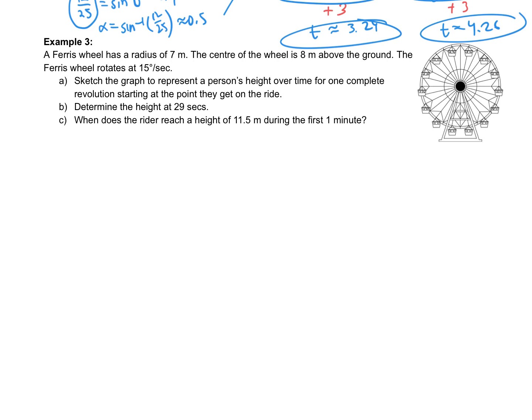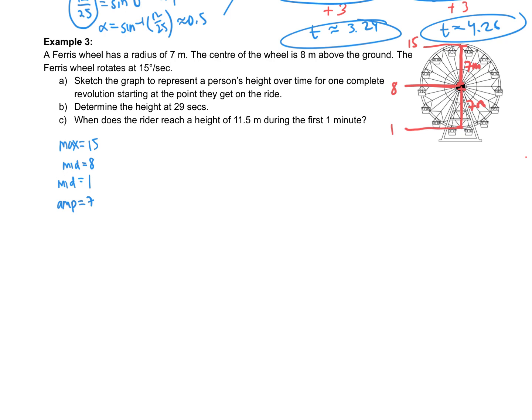All right, we have a Ferris wheel example. A Ferris wheel has a radius of 7 meters. The center of the wheel is 8 meters above the ground. I'm just going to go to my little sketch here. The radius is 7 meters. The center here is 8 meters above the ground, which already tells me the center is the midline. 7 above that is 15 for the maximum, and 7 below that is 1. So I've just established my max, my midline, and my minimum from that one little sentence. Oh, and actually, my amplitude is the radius.